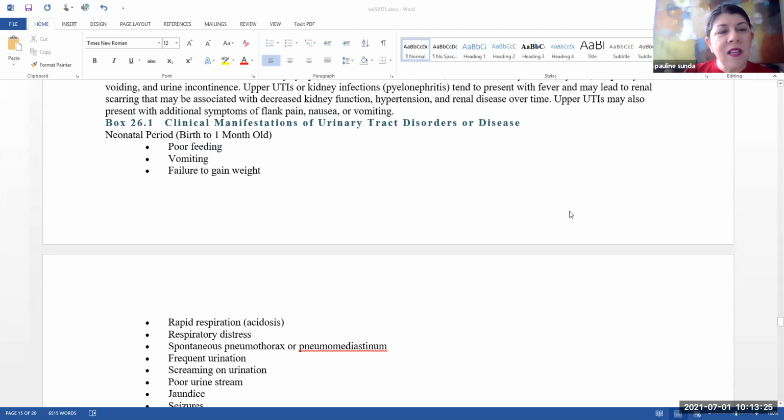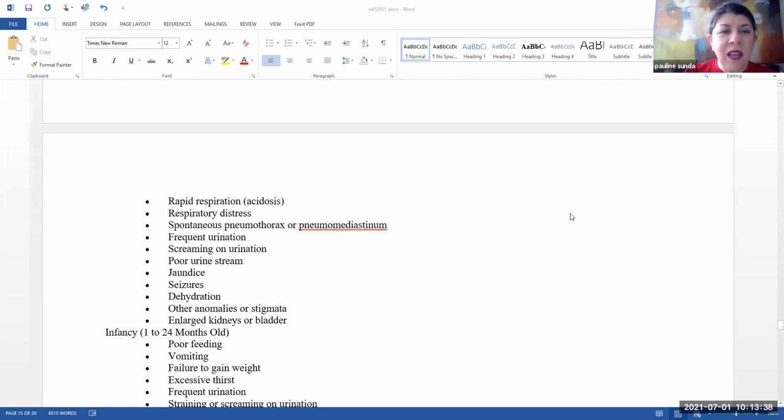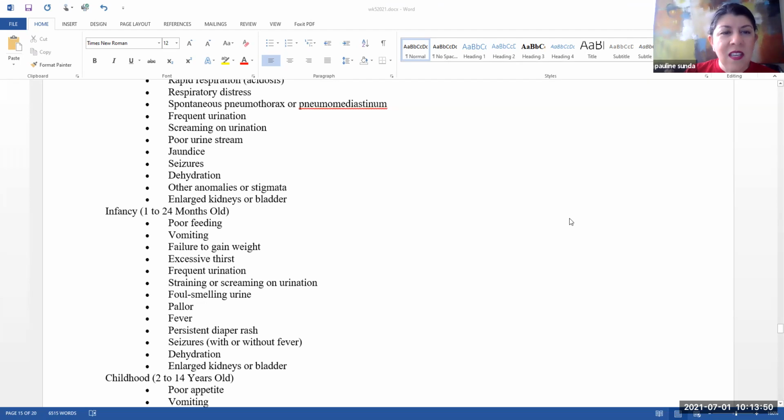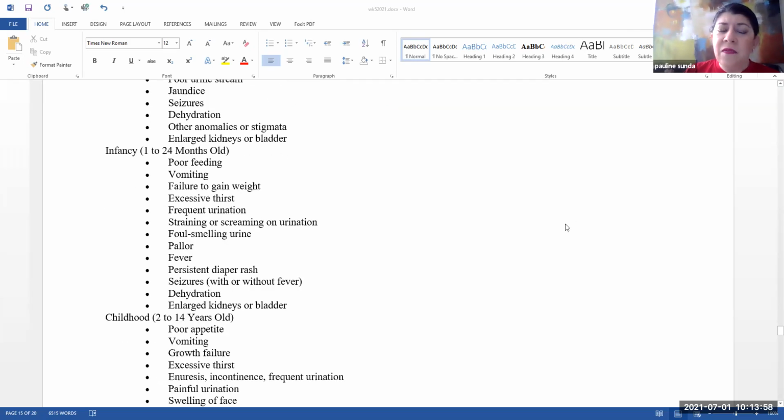In your text, box 26-1 has the clinical manifestations of urinary tract disorders or disease. The neonatal period, birth to 1 month of age: poor feeding, vomiting, failure to gain weight, rapid respirations, respiratory distress, spontaneous pneumothorax, frequent urination, screaming on urination, poor urine stream, jaundice, seizures, dehydration, other anomalies or stigmata, enlarged kidneys or bladder.